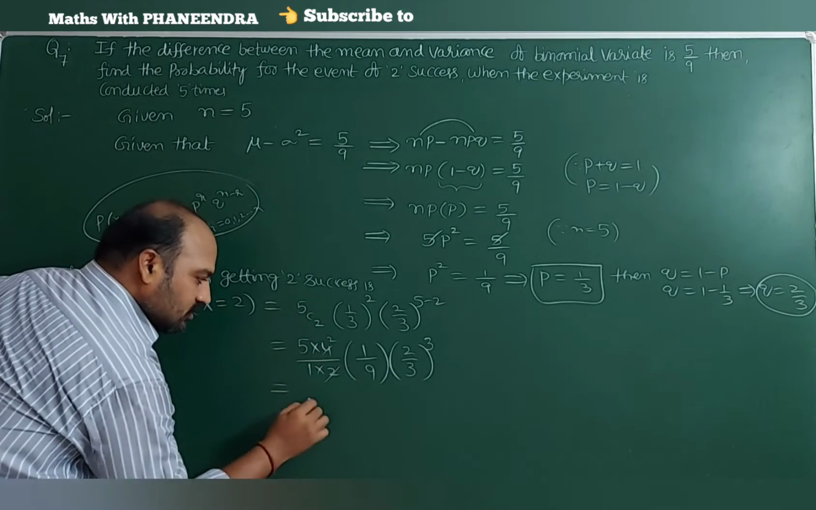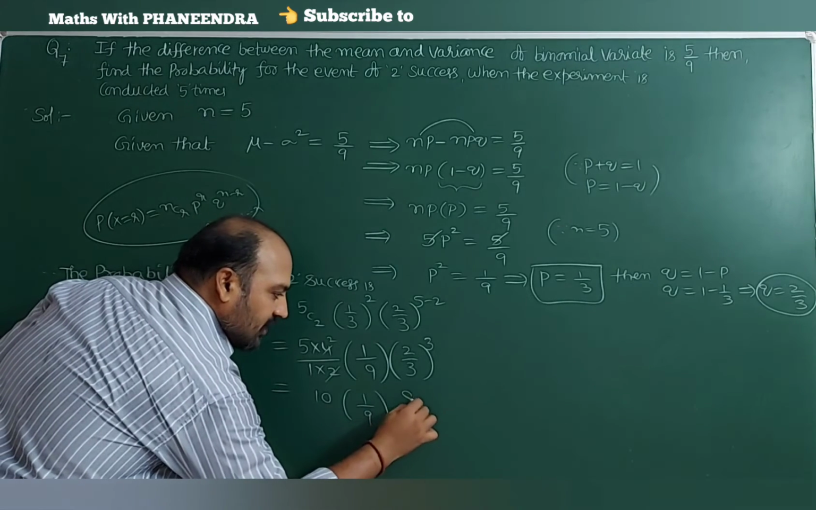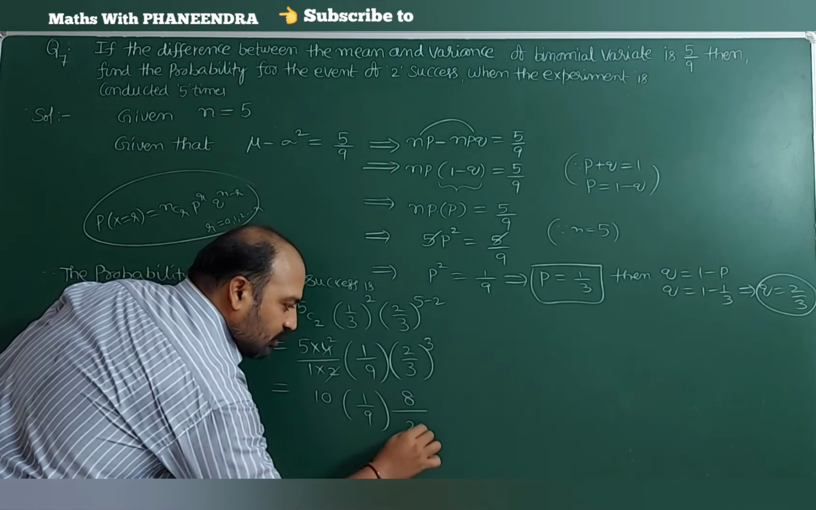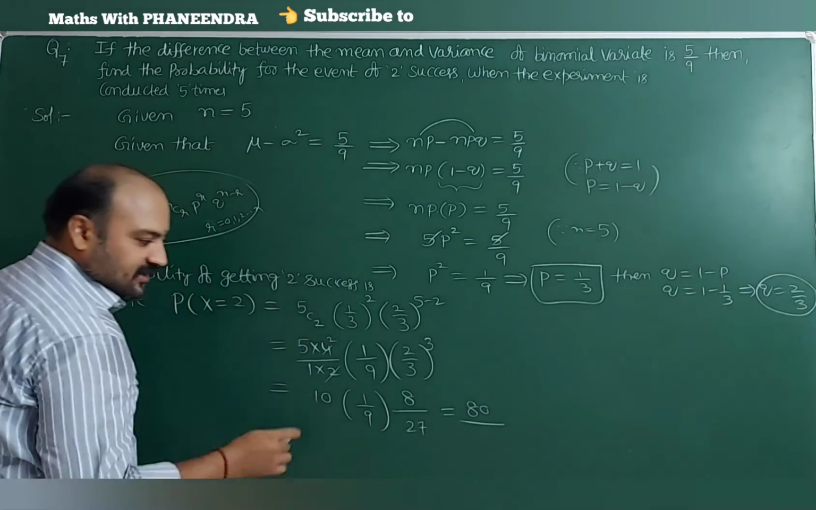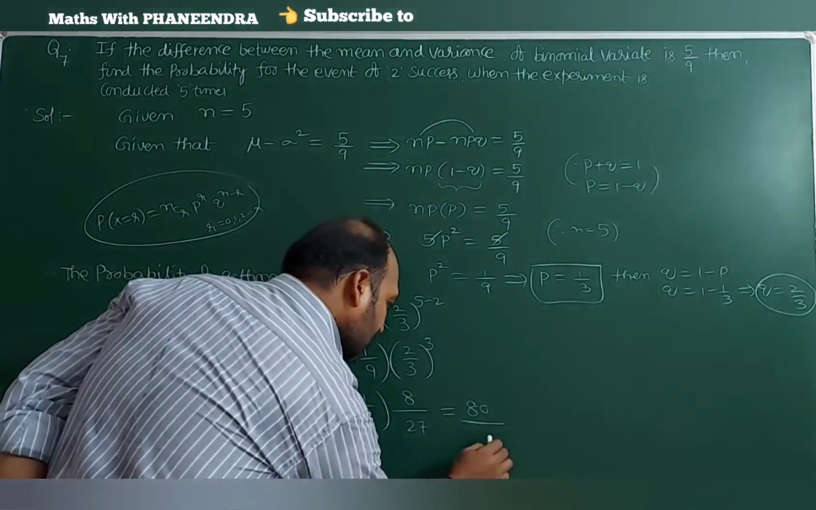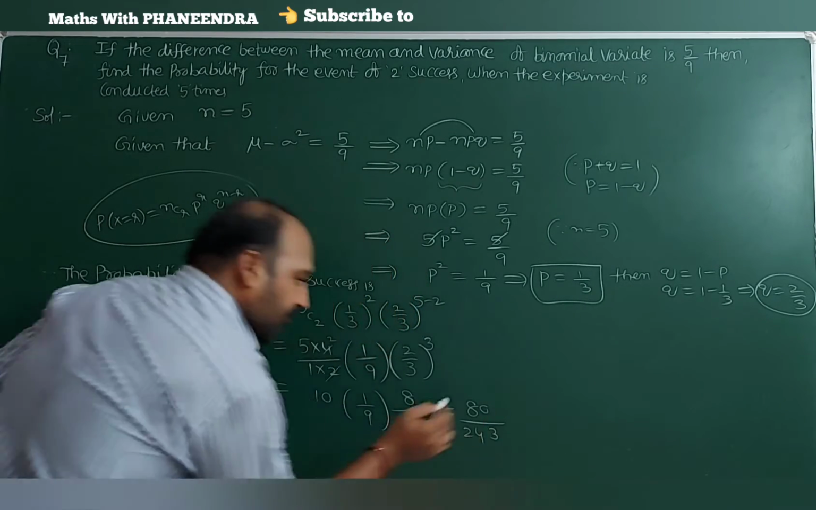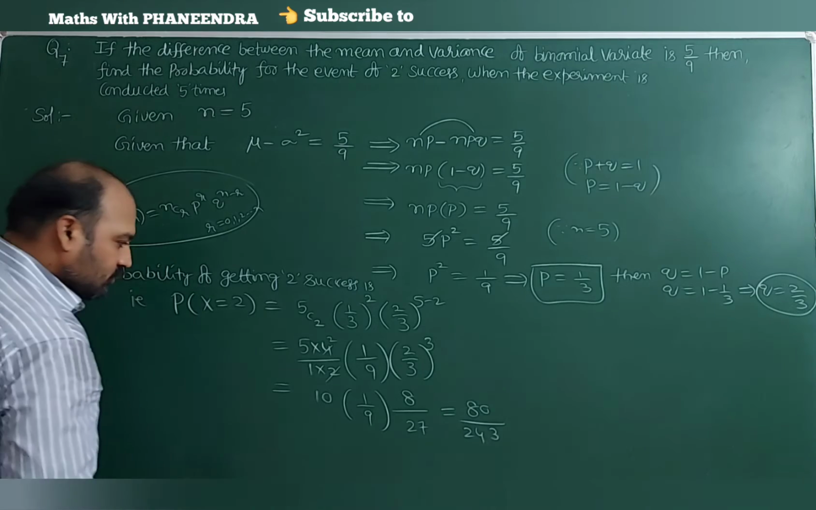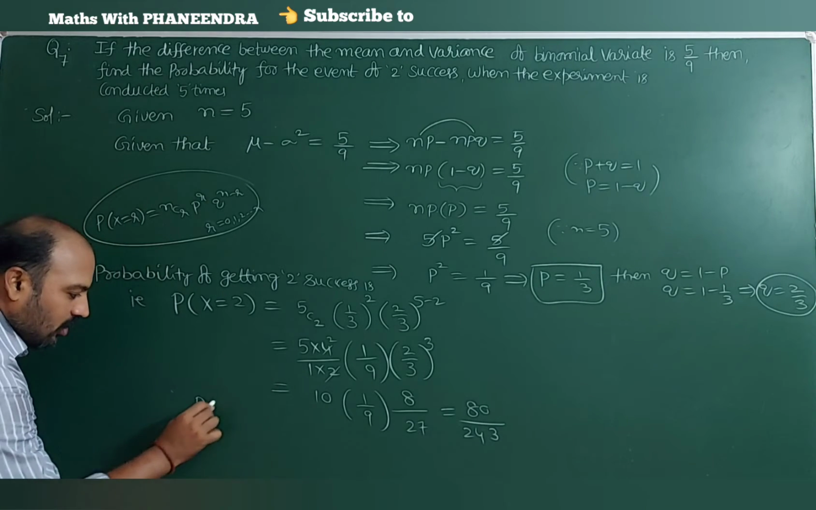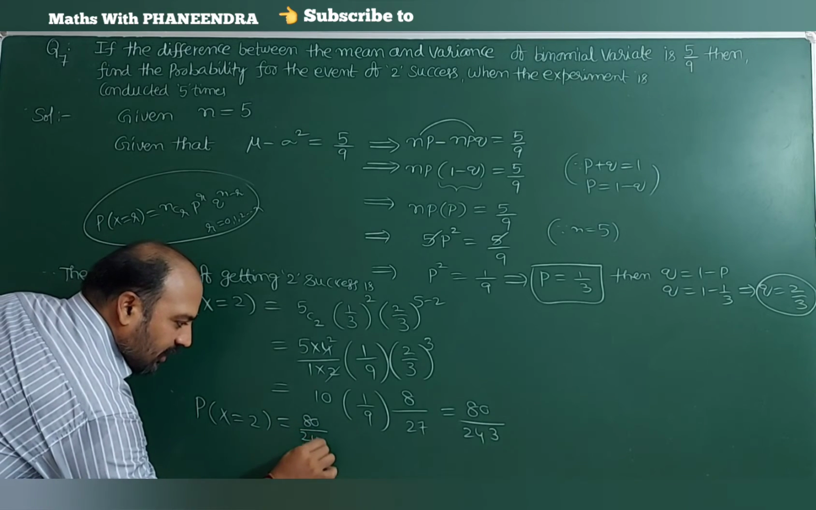So 5 2s are 10. 10 into 1 by 9. 2 power 3 is 8 divided by 3 power 3 is 27. 8 into 10, 80 divided by 27 into 9. 9 7s are 63. So it will become 243. 9 2s are 18 plus 6, 24. So therefore, P of X is equal to 2 is equal to 80 by 243.